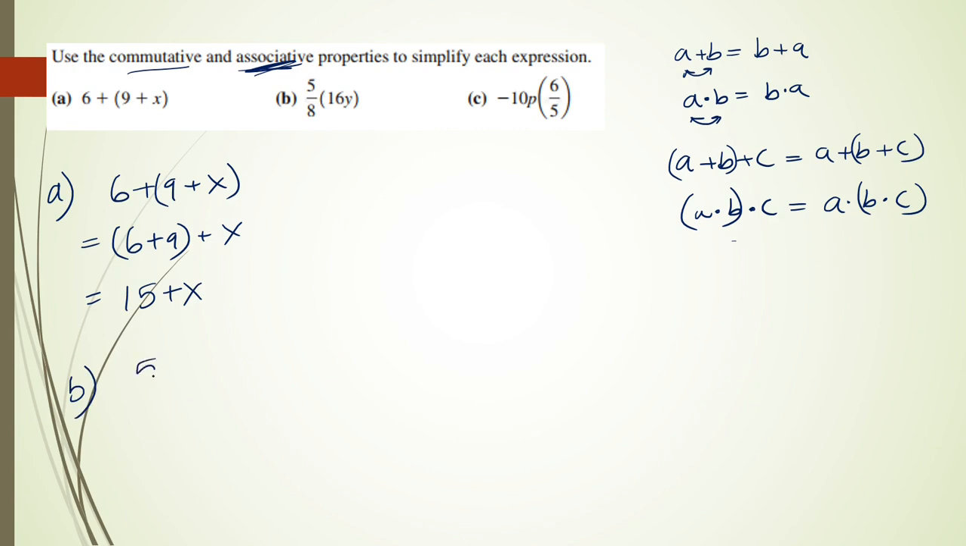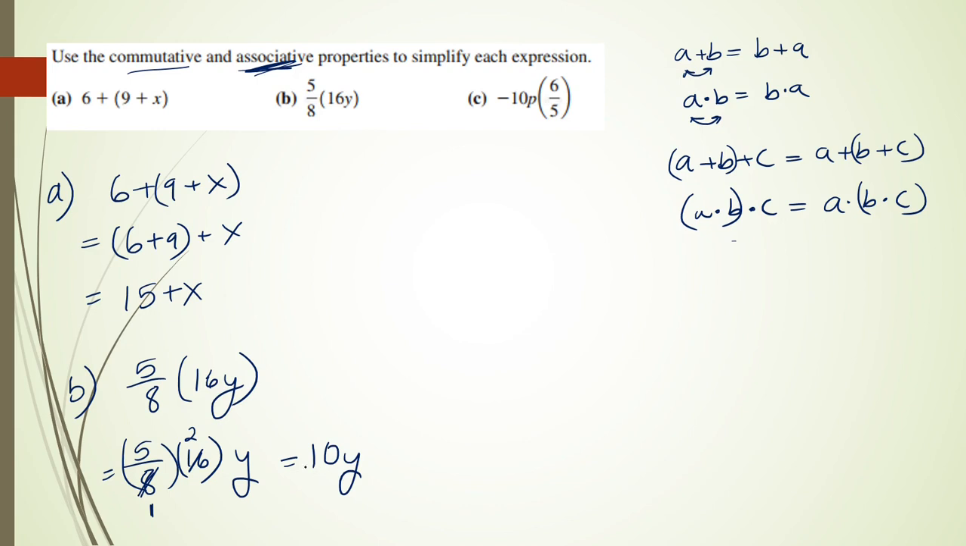For part B, we have 5 over 8 times 16y. Now, according to the associative property, again, we can move the parentheses around. So this is equivalent to 5 over 8 times 16y. And with 5 over 8 times 16, I can reduce the fractions. This 8 reduces to a 1. The 16 reduces to a 2. So 5 times 2 is equivalent to 10. And we have a y. So our solution for B is 10y.